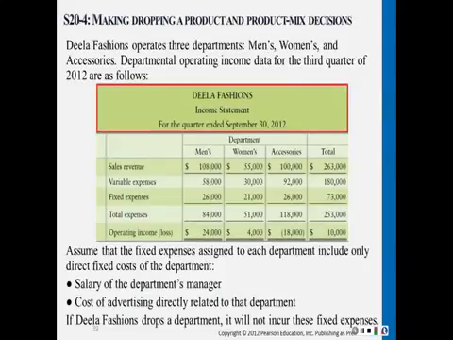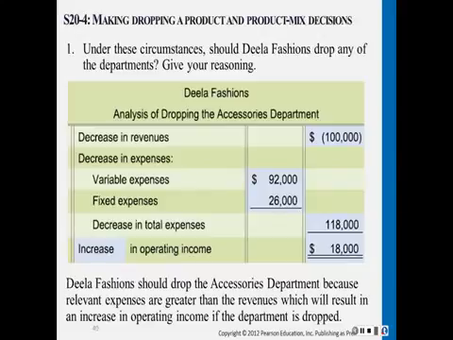This short exercise reviews how to drop a product and other product mix decisions. Dela Fashions operates 3 departments: men's, women's, and accessories. Departmental operating income data for the third quarter of 2012 are as follows. Assume that the fixed expenses assigned to each department include only direct fixed costs of the department, salary of the department's manager, and cost of advertising directly related to that department. If Dela Fashions drops a department, it will not incur these fixed expenses. Under these circumstances, should Dela Fashions drop any of the departments? And give your reason.